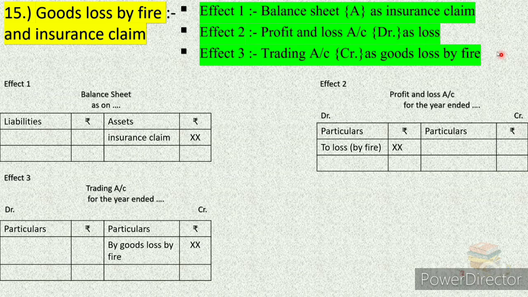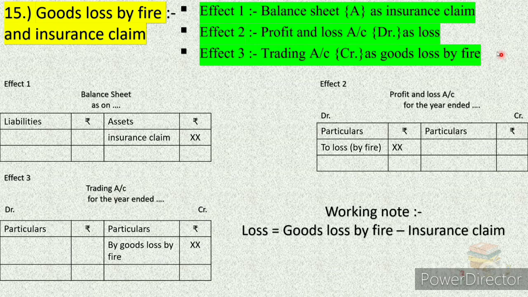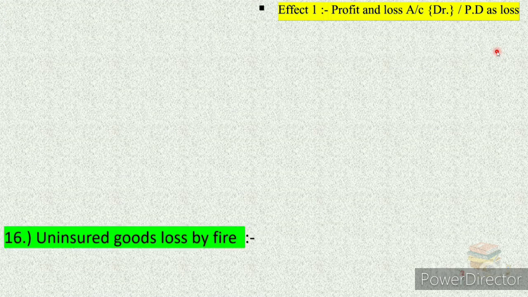So now, how is the loss amount found? Here we need to write a working note: loss is equal to goods lost by fire, that is the total amount of goods lost by fire, minus insurance claim, the amount the insurance company has given back. So subtracting this, we will find the amount of loss.